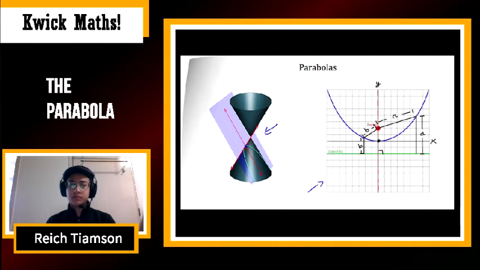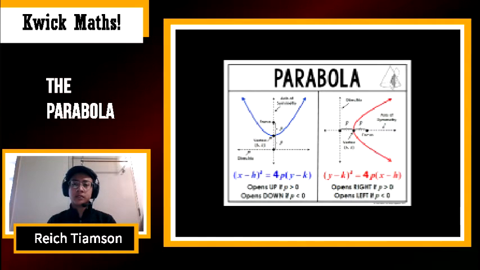An axis of symmetry. Parabolas also have an axis of symmetry parallel to the y-axis. The axis of symmetry is a vertical line drawn through the vertex. A y-intercept. The y-intercept is the point at which the parabola crosses the y-axis, and x-intercepts are the points at which the parabola crosses the x-axis. A parabola is represented by the standard formula (x minus h) squared is equal to 4p times (y minus k).